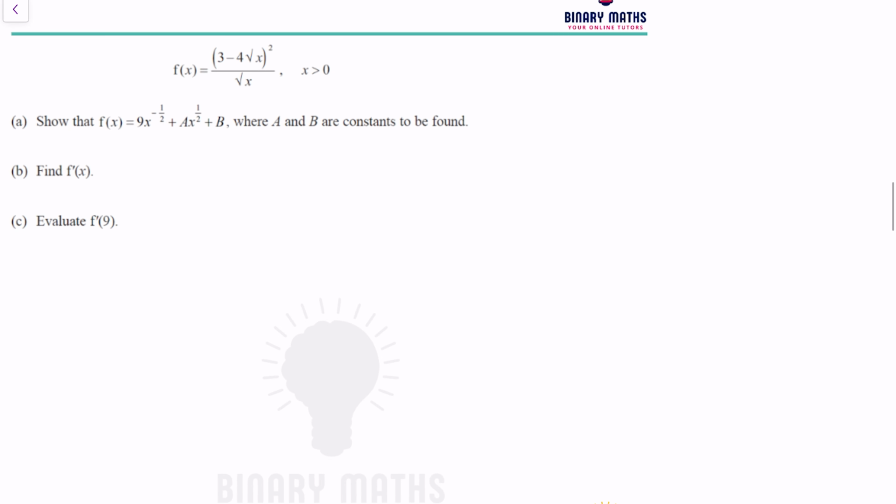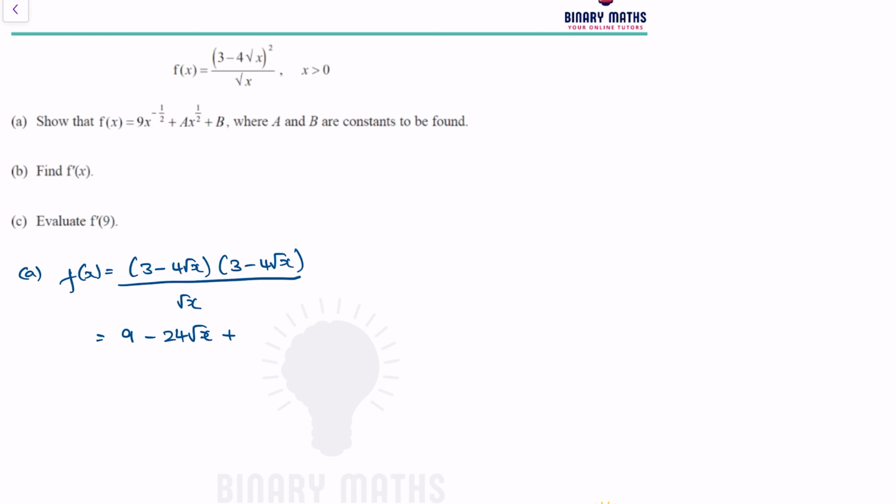Okay, next question. So f of x is equal to that. Show that f of x can be written in this form. So we're trying to find it in index form. So if we write f of x is equal to 3 minus 4 root x times 3 minus 4 root x all over root x, and we expand it out, you get 9. You get minus 12 root x minus 12 root x, which is equal to minus 24 root x, plus 4 times 4 is 16, root x times root x gives you x, all over root x.